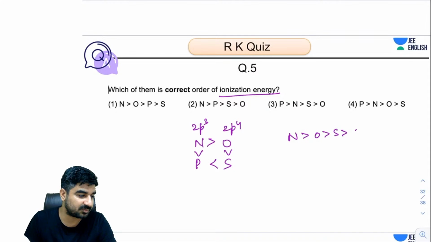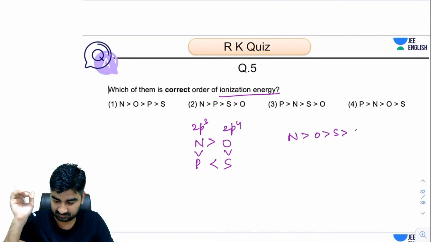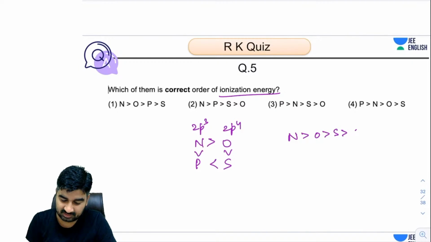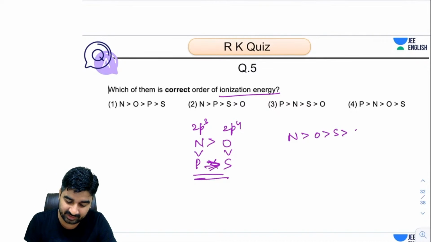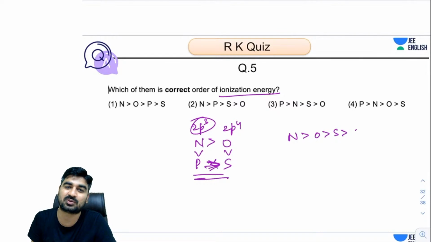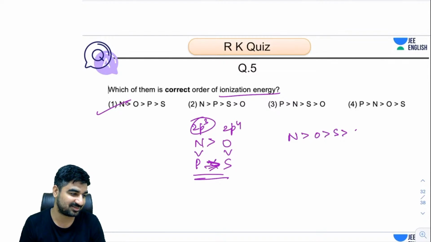Now tell me the answer. I am not going to solve it. In sulfur and phosphorus, phosphorus will have more. Again, exactly half-filled configuration due to this. So this is the answer. Nobody cares what I'm writing.